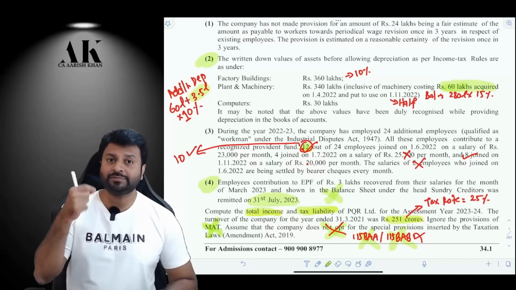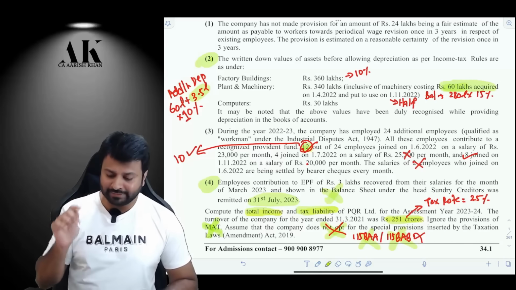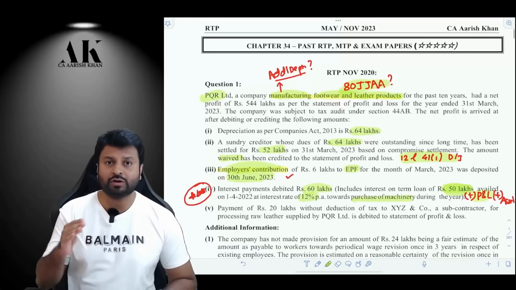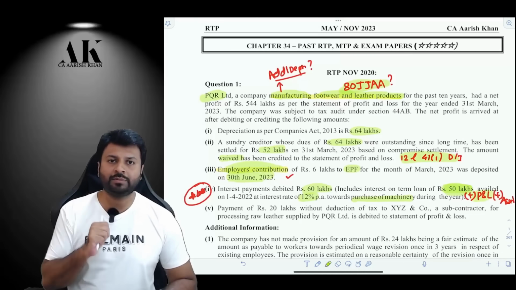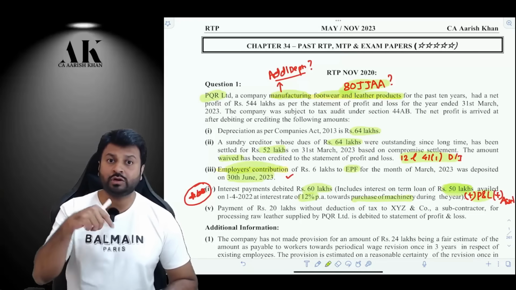Now there are multiple adjustments in this particular point. First, this 3.5 lakh will be added to the cost of machinery. At the same time, you also have to add it back to the P&L, because it is also debited to the P&L. You cannot take both benefits: add it to the asset and claim depreciation, and also claim it as a revenue expense. You have to add back to the P&L account.